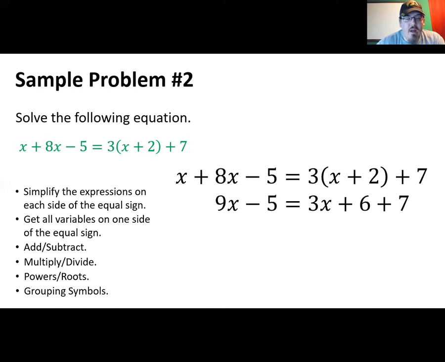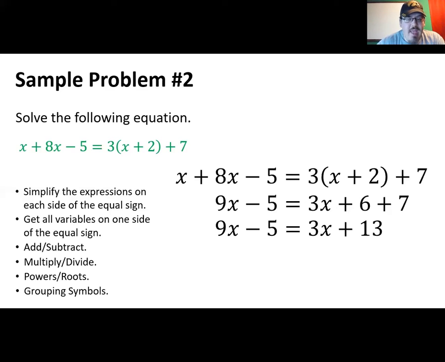Okay. On the right, we have some distributing to do. So when we distribute the 3 through, that gets us the 3x plus 6, and then that plus 7, so it's not in parentheses, just kind of tags along. We got a little bit more simplifying to do on the right-hand side as well. We have the plain numbers, the 6 and the 7, so we can combine those together. So now I'm down to this equation, 9x minus 5 equals 3x plus 13. So we've got everything as simplified on both sides as much as possible.